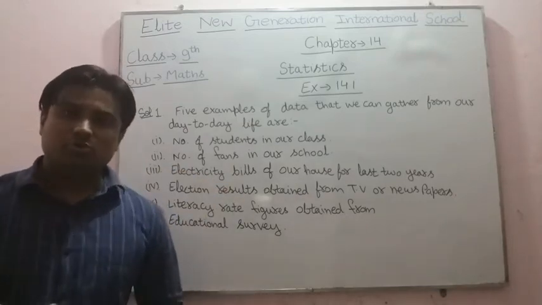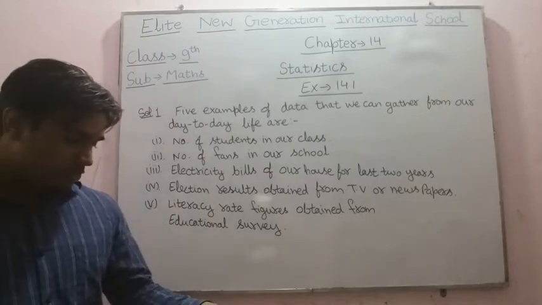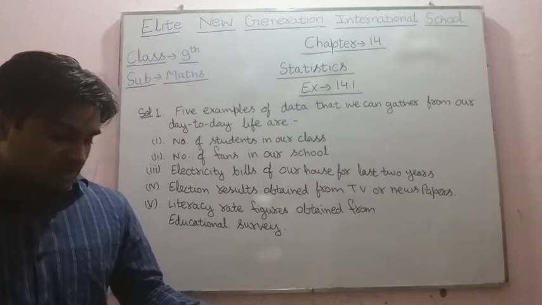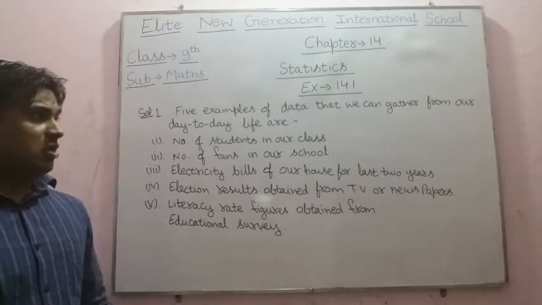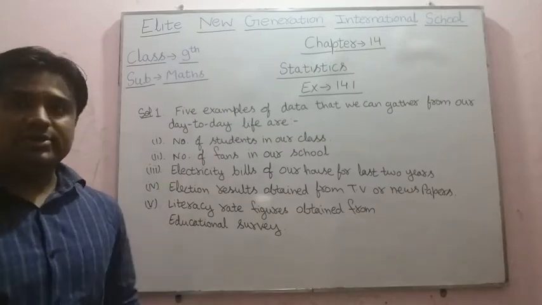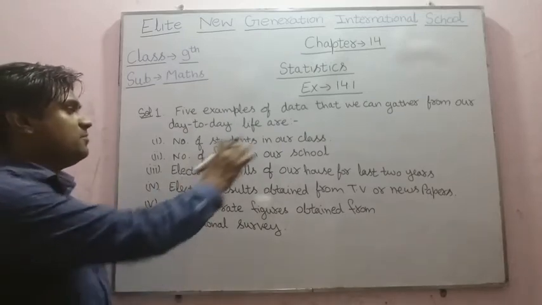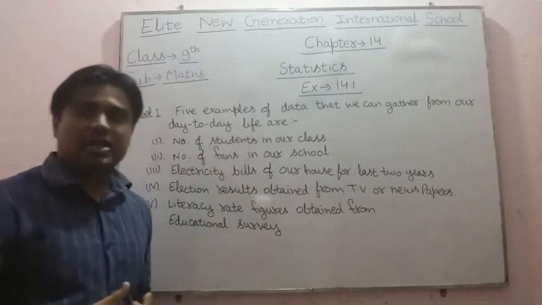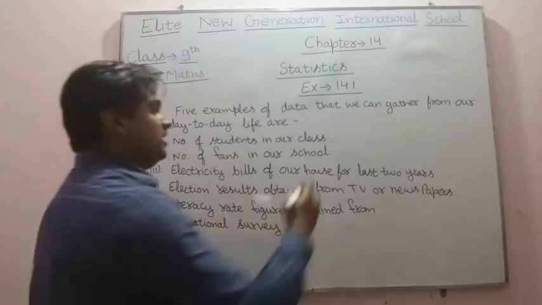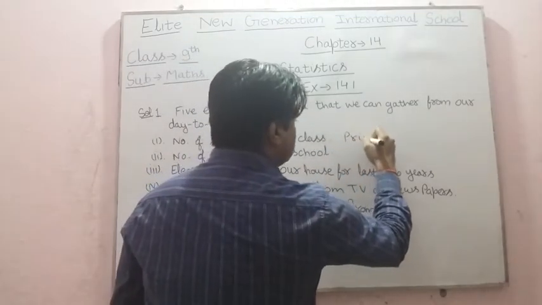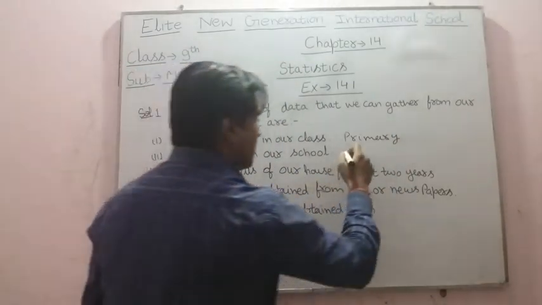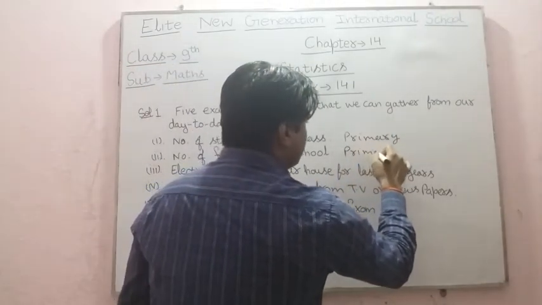Now after this, see question number 2. In question number 2, we have to classify the data in question number 1 above as primary or secondary. Now we have to classify this data into primary data or secondary data. So here, number of students in our class. It is a type of information which a person has to collect, so it will be primary data. Now it is number of fans. It is also primary data.